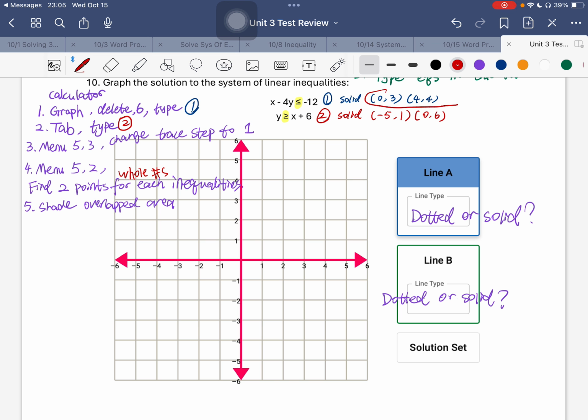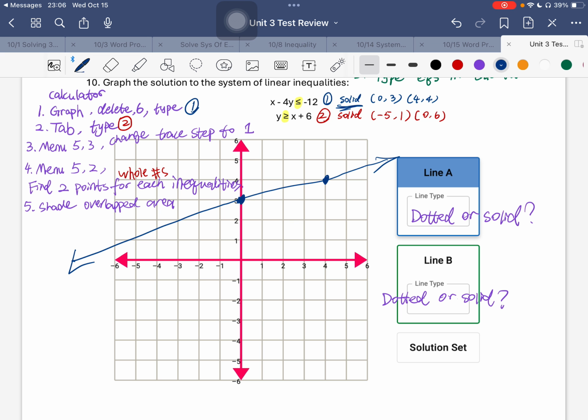The 2 points I picked for inequality 1 are 0, 3 and 4, 4. For inequality 2, I picked -5, 1 and 0, 6. Let's plot these 2 points for each equation. 0, 3 is here. 4, 4 is here. And then we connect the 2 points using a solid line. Okay, that's my first inequality.